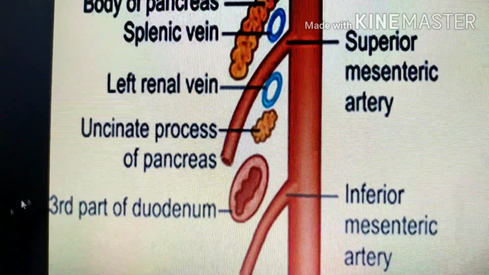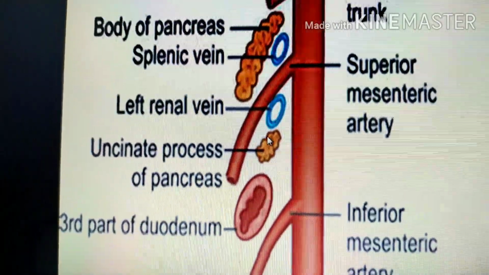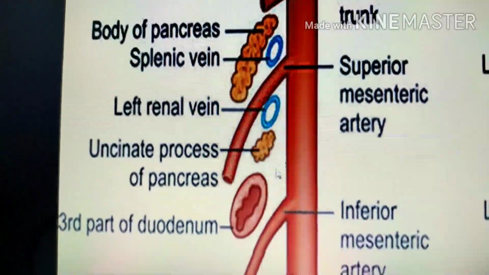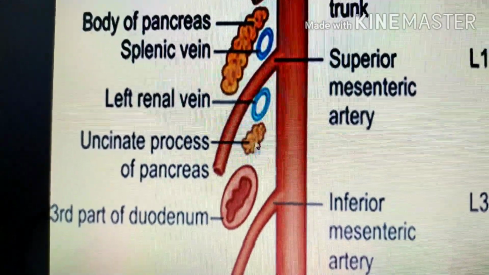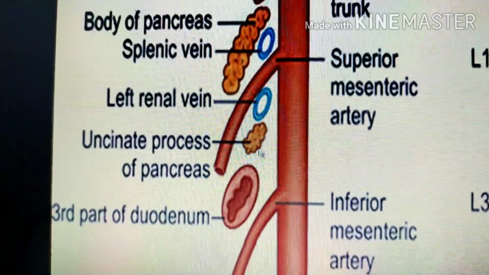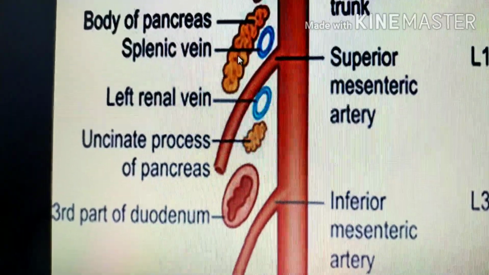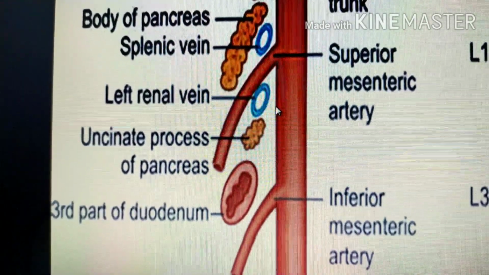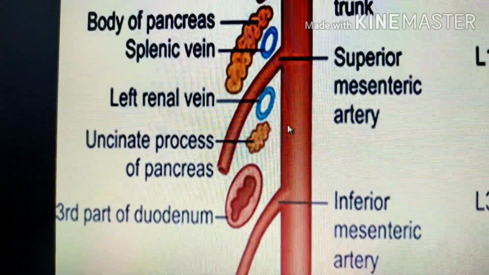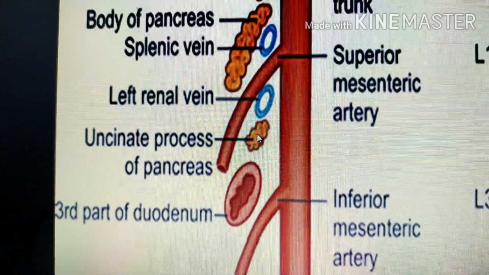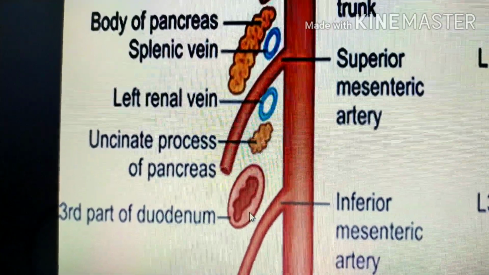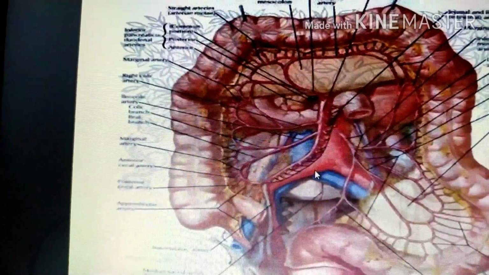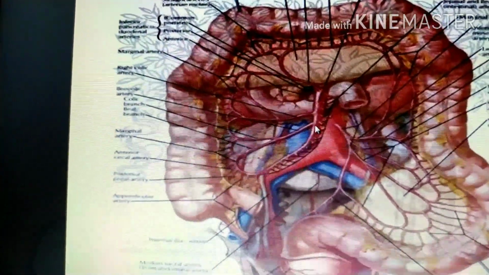Now, its relations are divided into two parts: above the root of the mesentery and within the mesentery. In this image I am showing you the relations above the mesentery. Anteriorly it is related with the body of the pancreas and the splenic vein. Posteriorly it is related with the abdominal aorta, the left renal vein, the uncinate process of the pancreas and the third part of the duodenum.